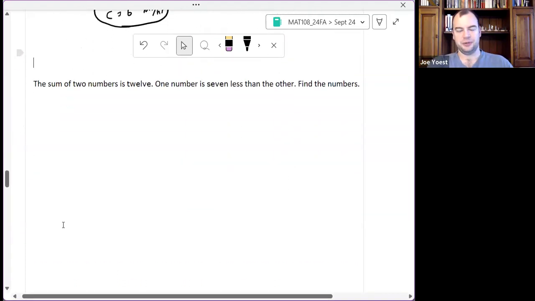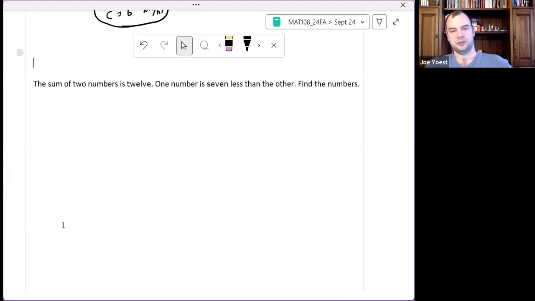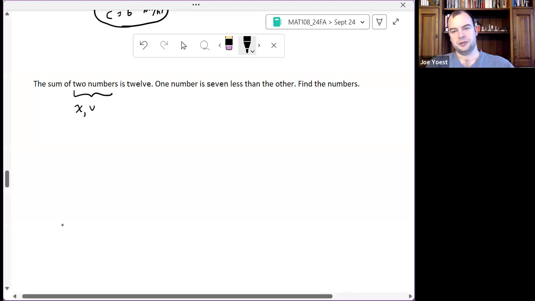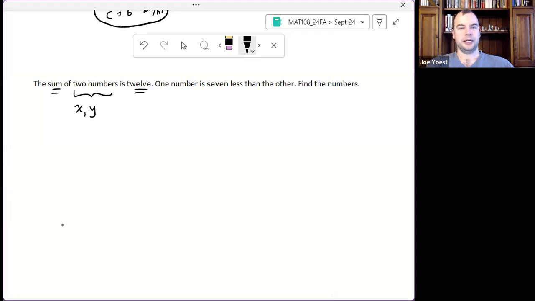Okay, so next example. We have a situation where the sum of two numbers is 12, and one number is 7 less than the other. Find the numbers. A little more of an abstract example, so not a whole lot to go on here. But if I just call these two numbers, say, x and y, on one hand, I know their sum is 12. And on the other hand, one is 7 less than the other.